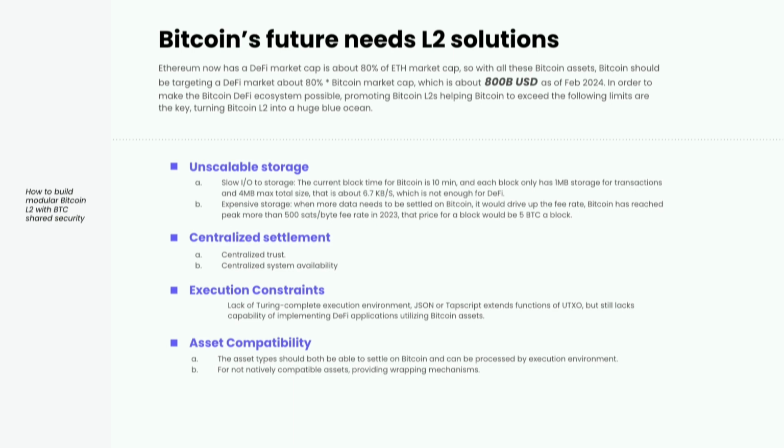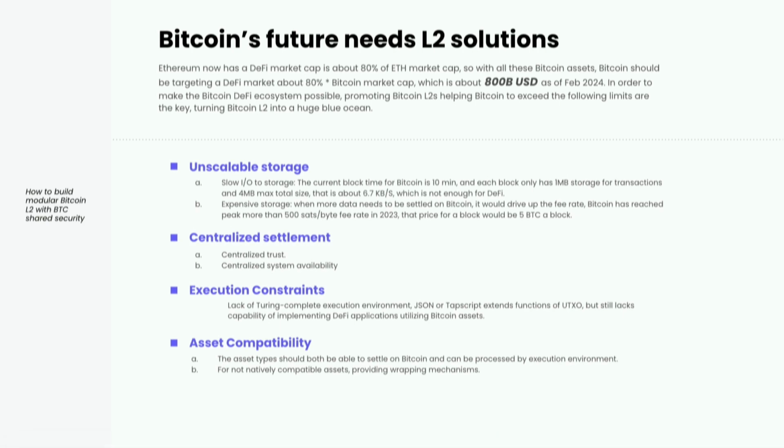But where are we now? We're still at the very beginning. It's not even the end of the beginning, it's actually the beginning of the beginning. We're not even close to the 800 billion US dollars goal. In order to really achieve that, we need a really functioning, high performance, and fully scalable L2 ecosystem on top of Bitcoin. Bitcoin currently has so many limitations.